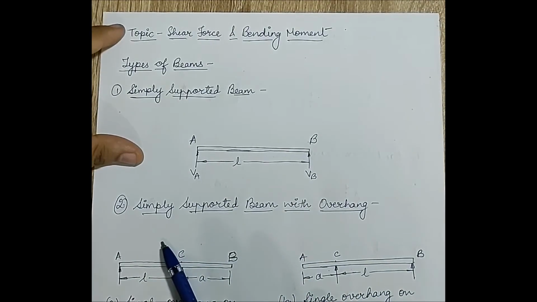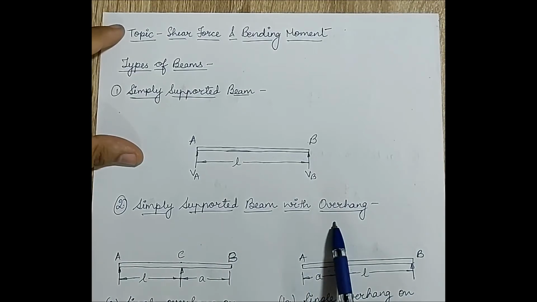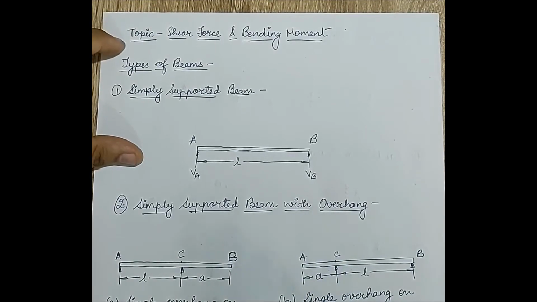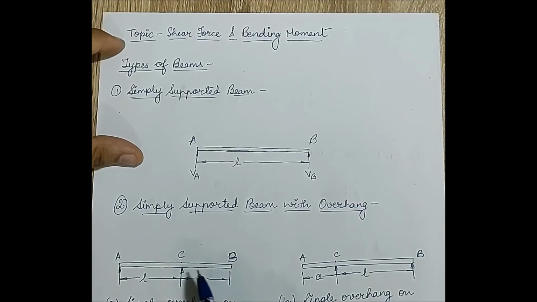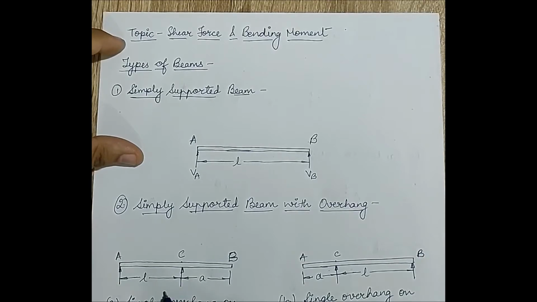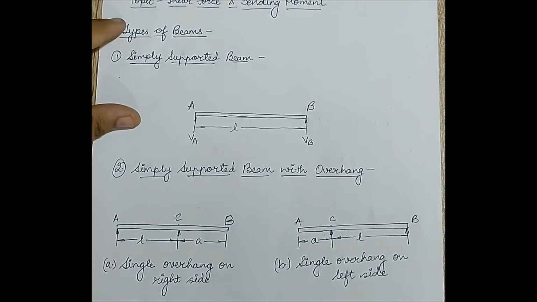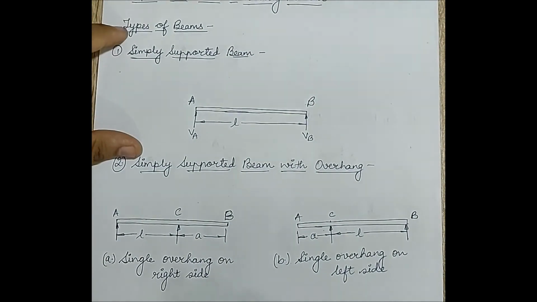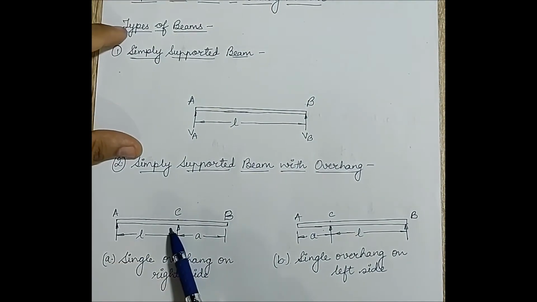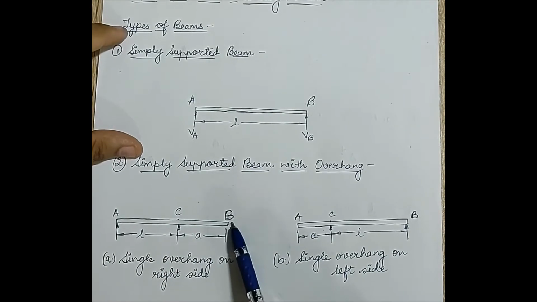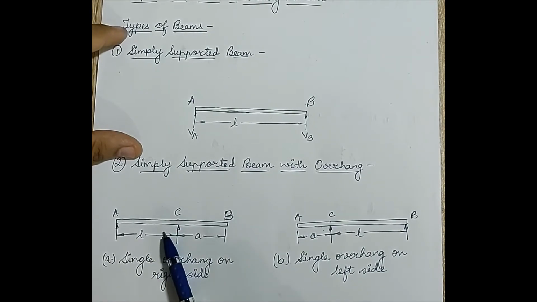The second type is called as simply supported beam with overhang. In this type of beam, you can see that ACB is what I have marked over here, out of which AC is the beam and C to B is the overhang portion. The length of the beam is L and A is the overhang portion. This is labeled as single overhang on the right side because AC is the beam and you can see that CB is the right hand side portion of this beam.